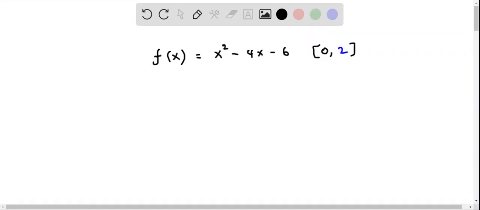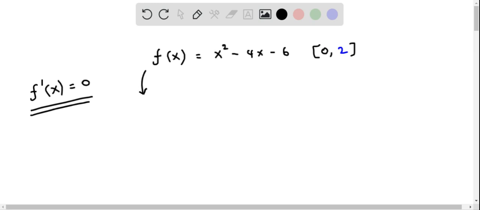We now determine the absolute extrema of the function f of x equals x squared minus 4x minus 6 defined in the closed interval 0, comma 2. So first we determine if there are any critical points in this interval. We find the critical point of the function by setting the first derivative equal to 0 and solving for x.